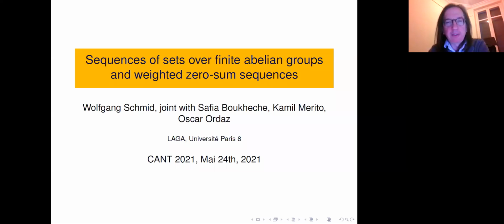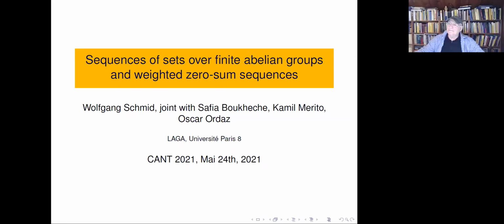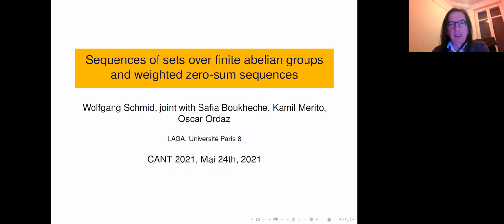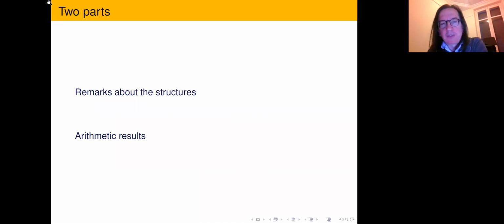So I'm very happy to have the possibility to speak here on sequences of sets over finite abelian groups and weighted zero-sum sequences, on joint work with two of my students and a colleague. The general structure of the talk is that I will make remarks about the structures that will be considered, and then I will talk about some arithmetic results for the weighted zero-sum problems.